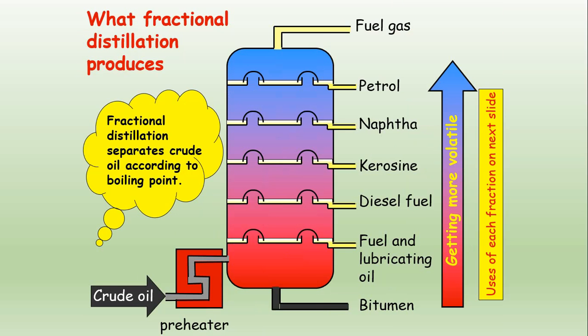Now, what are the different fractions? As I have told you earlier, fuel gas at the top, then petrol, naphtha, kerosene oil, diesel fuel and lubricating oil, and at the end bitumen is collected. So these are the different fractions of the crude oil.